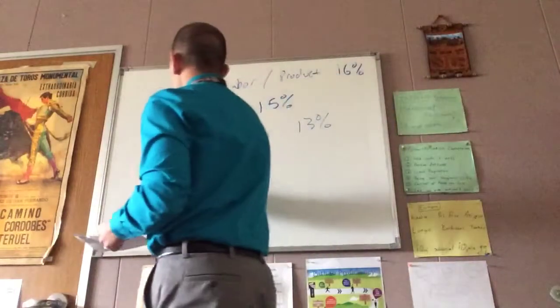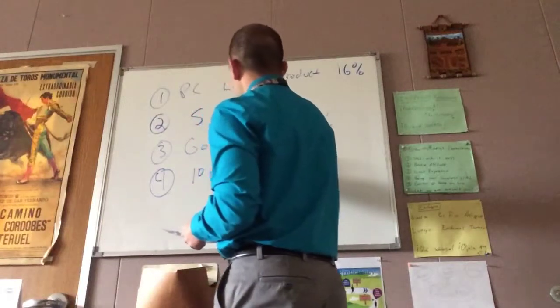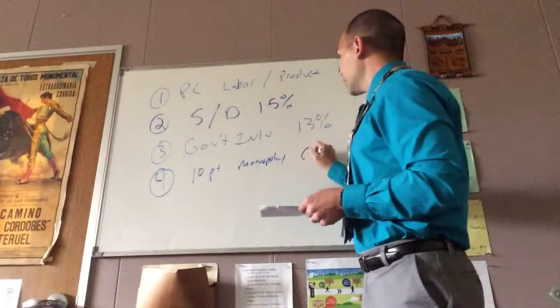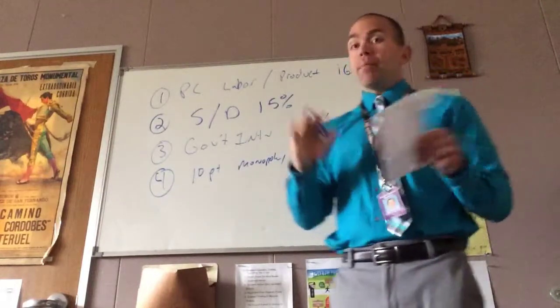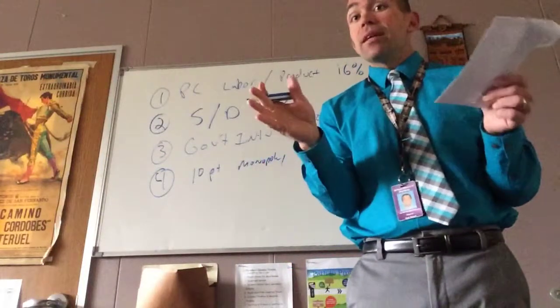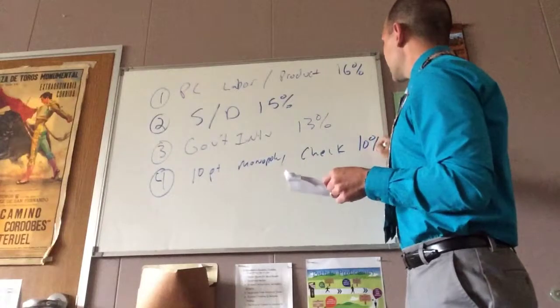Okay, well, number 4 is what I'm calling the 10-point monopoly check, okay? So that monopoly graph, there's all sorts of things on that monopoly graph. There's 10 things that you want to really know, and if you know those, that's another 10%, okay?